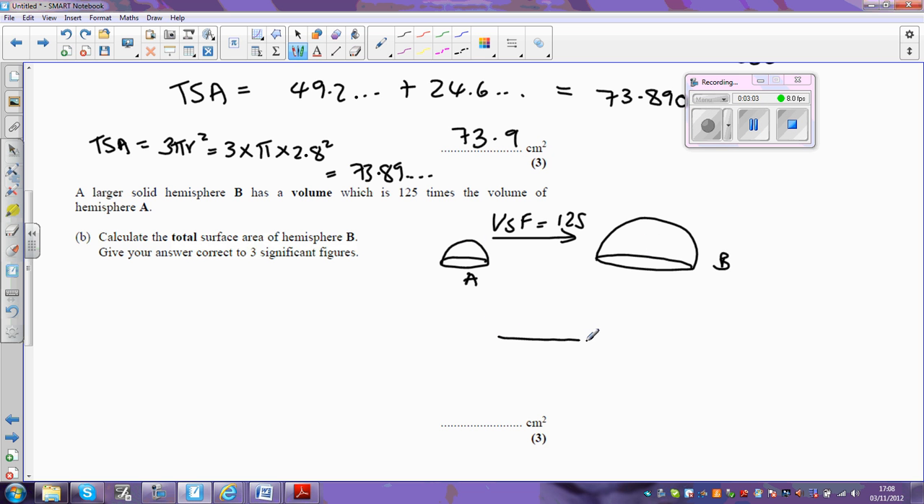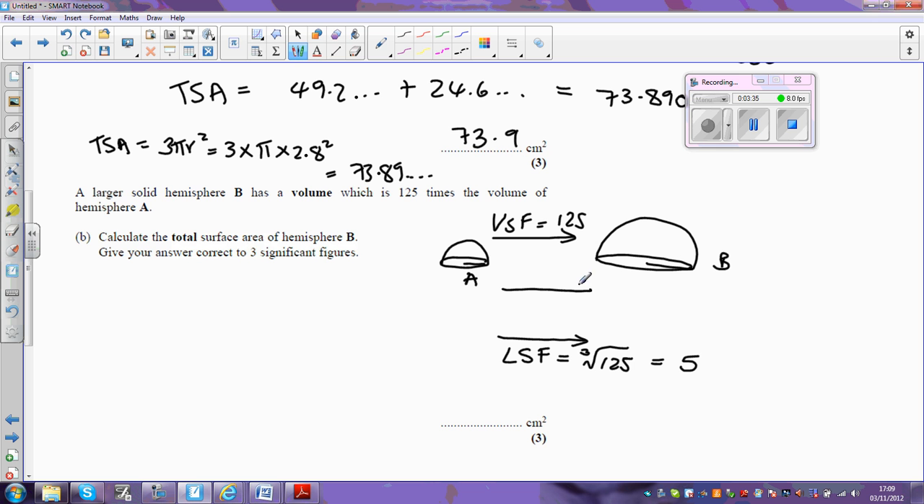Now, what you should know is that if you have a length scale factor, then that will be cubed to give you the volume scale factor. So what we need to do is figure out what the length scale factor is. What number cubed gives you 125? Well, that's asking us to find the cube root of 125, which you can find on your calculator, and it comes out as 5. That means, for example, the radius of this one is multiplied by 5 to give us the radius of this one, or the height of the larger one is 5 times the height of this one.